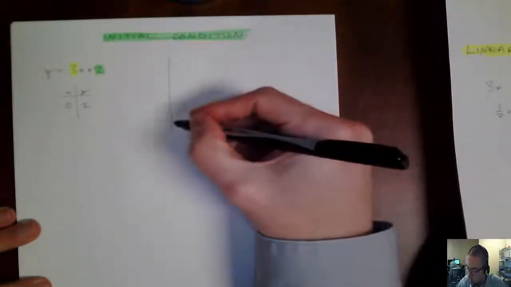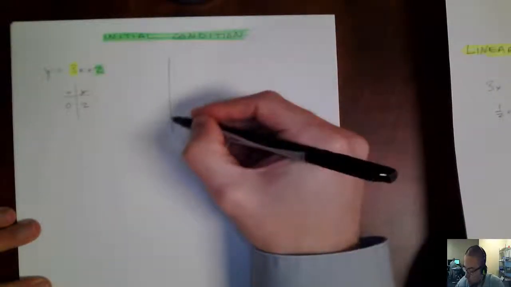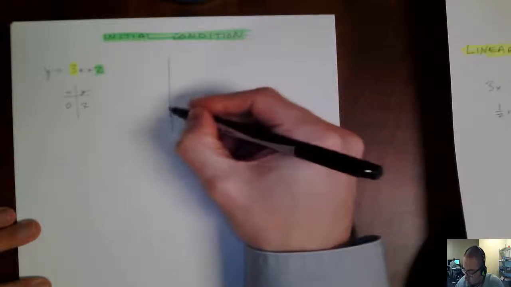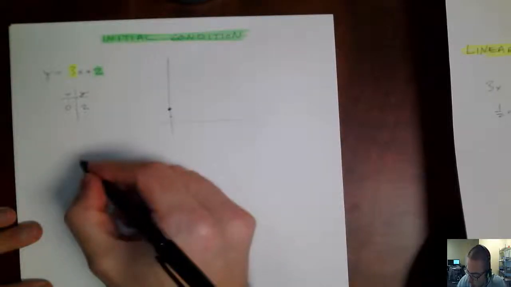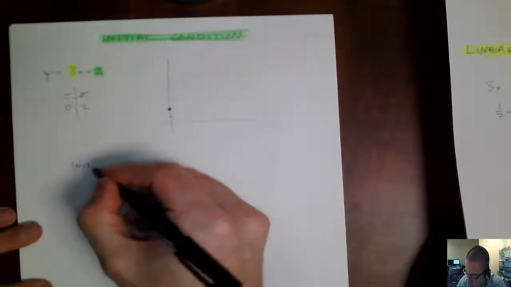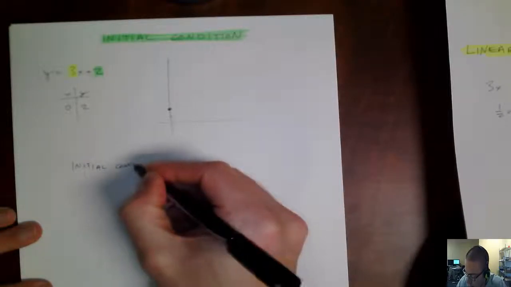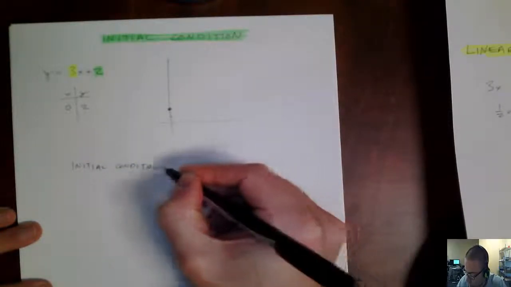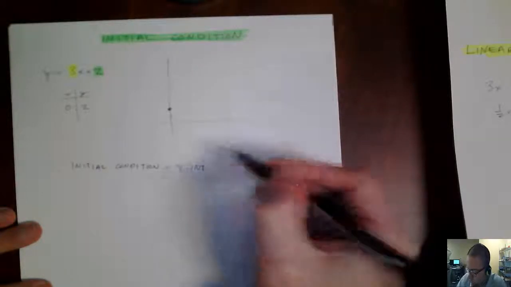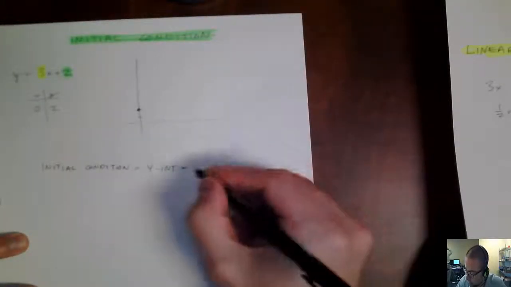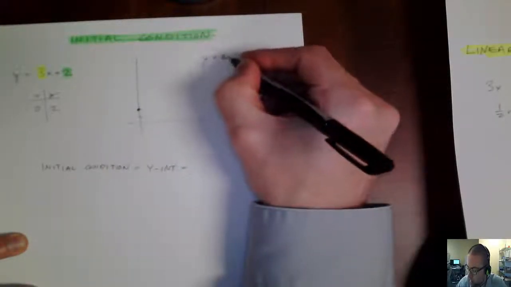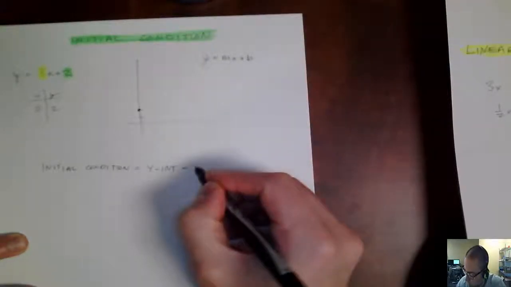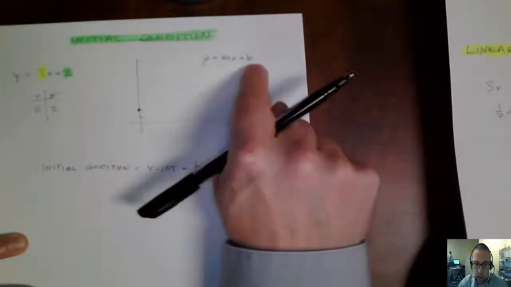When x is 0, what is your function value? Or our function is y. So what is the y value when x is 0? And in this case it's 2. So I know this is where it crosses the y-axis. So we call this initial condition, we call it our y-intercept, or we call it, a lot of times we write the linear functions like this: y equals mx plus b. So we call that b. It's the number by itself.